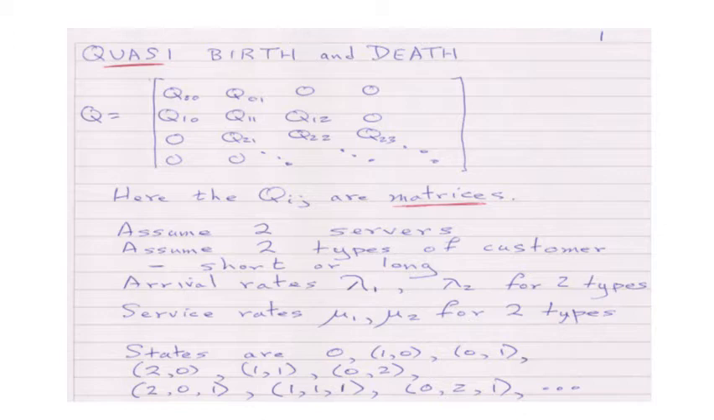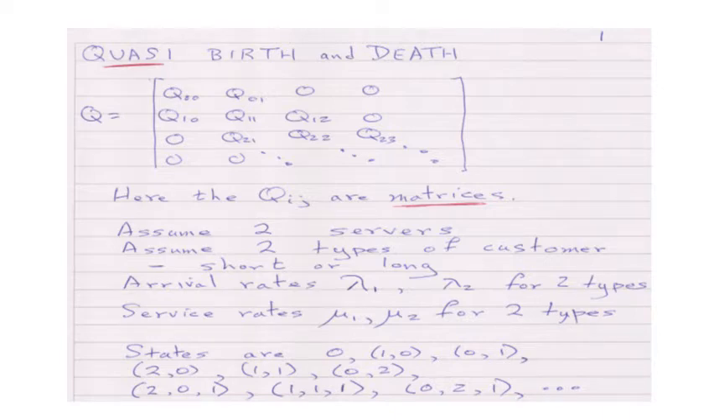Q are not simple numbers, they are in fact matrices. So Q00 here is a matrix. Q01 is a matrix. Q10 is a matrix. Q11 is a matrix. Q12 is a matrix, etc.